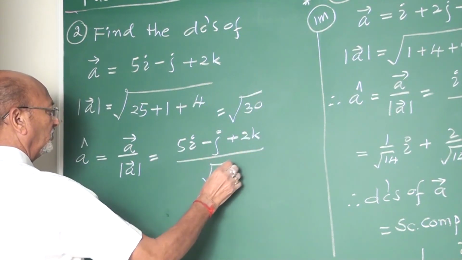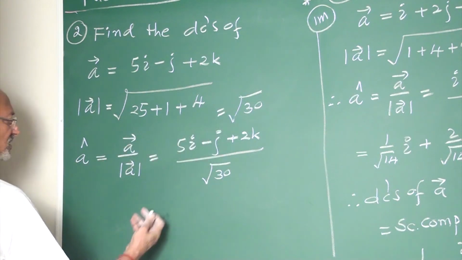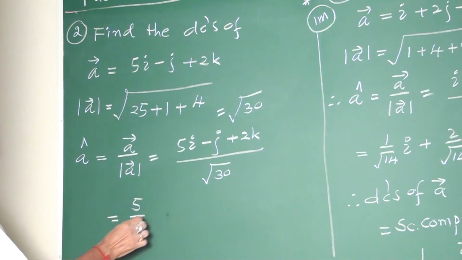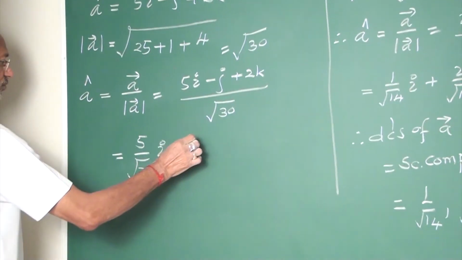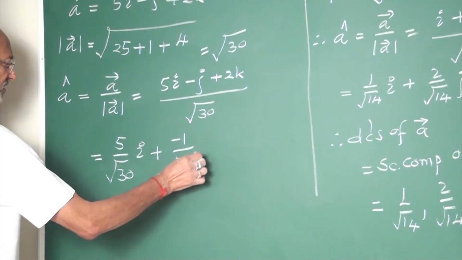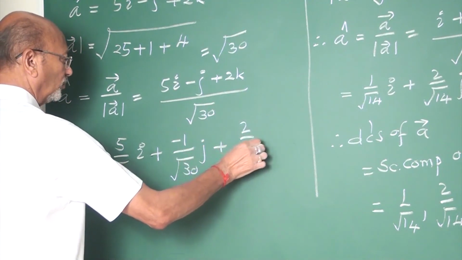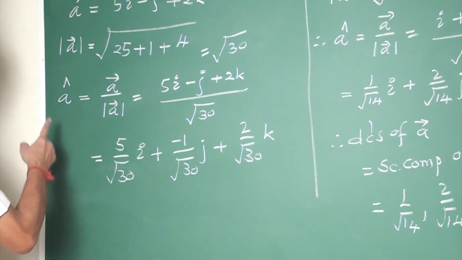Denominator is what? Modulus. The magnitude of A is root 30. Write it in the form of scalar components: 5 upon root 30 into i plus, minus 1 upon root 30 into j plus 2 upon root 30 into k. What are the scalar components of A cap?